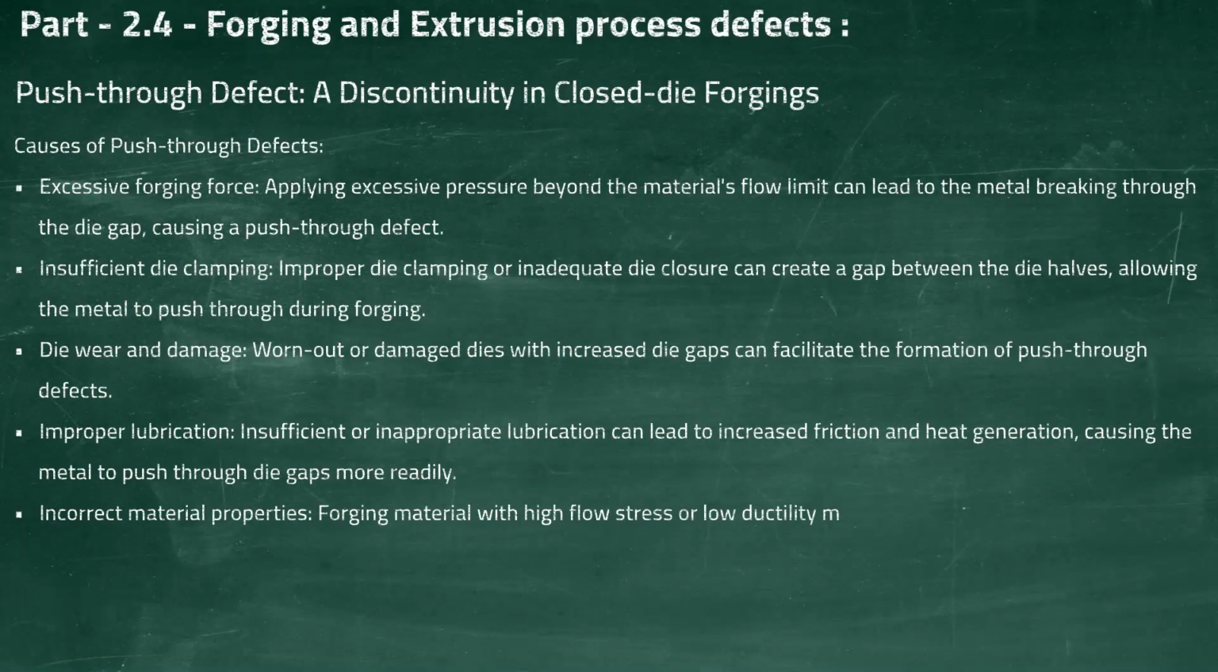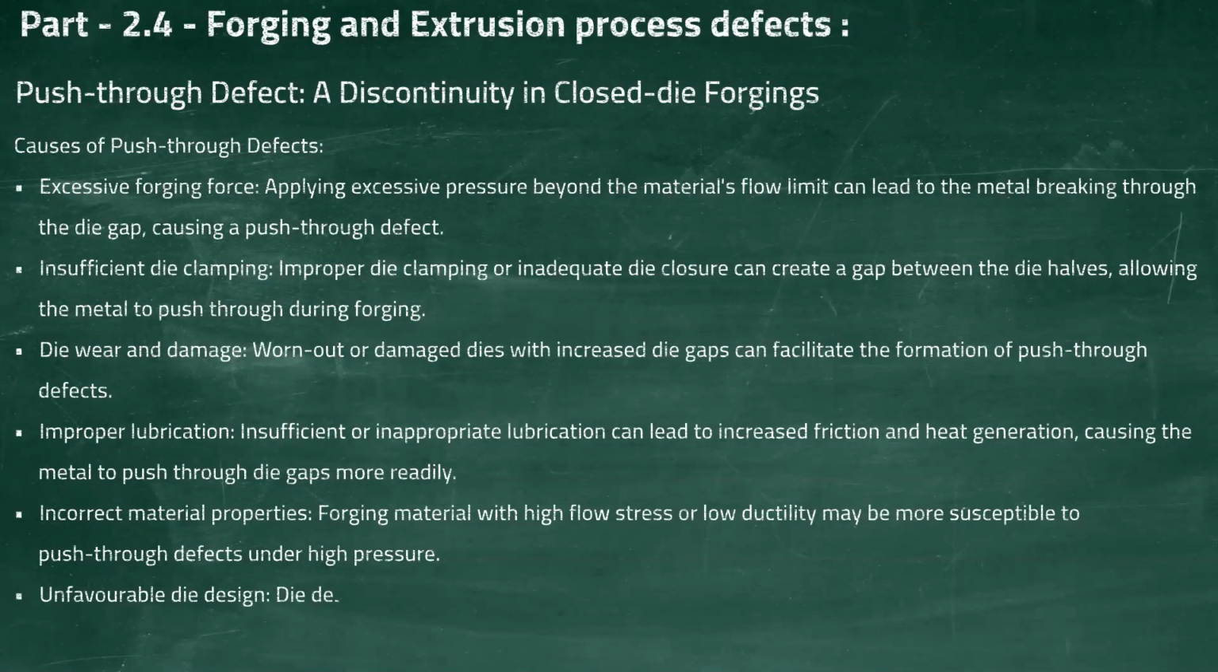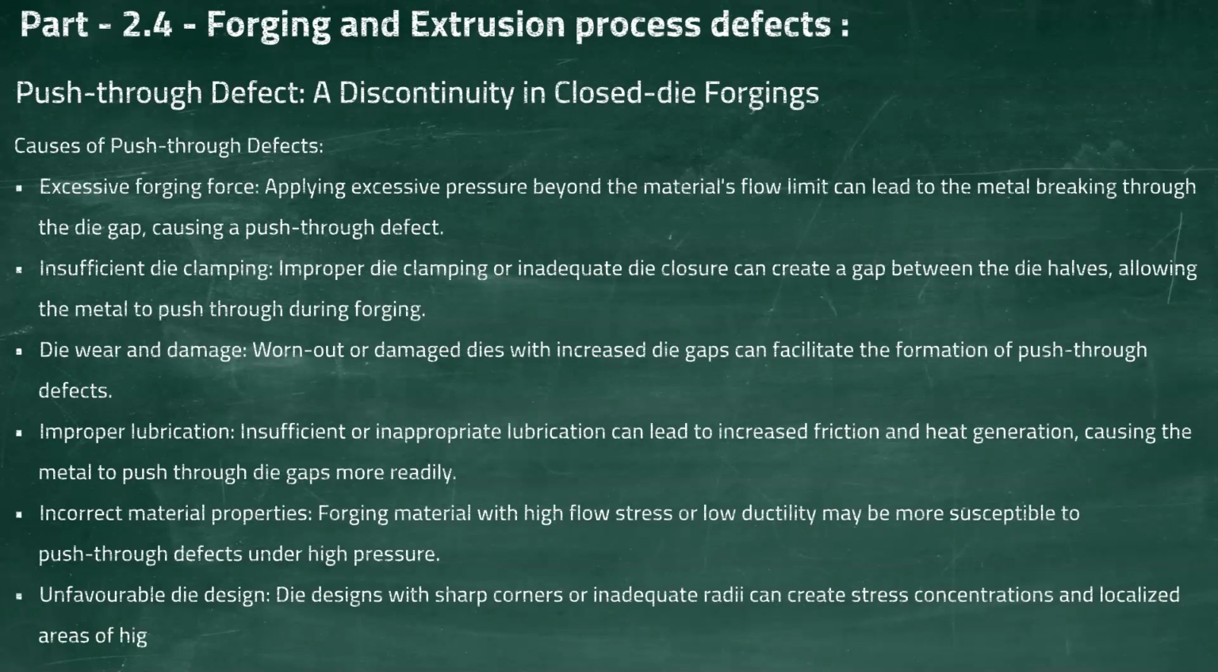Incorrect material properties. Forging material with high flow stress or low ductility may be more susceptible to push-through defects under high pressure. Unfavorable die design. Die designs with sharp corners or inadequate radii can create stress concentrations and localized areas of high pressure, increasing the risk of push-through defects.